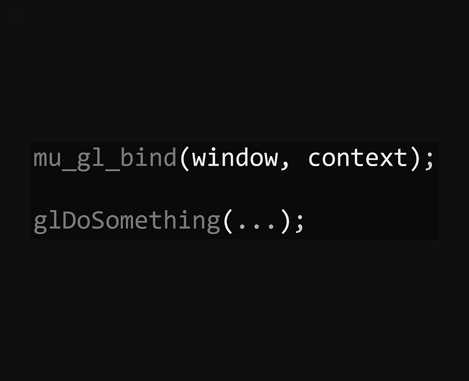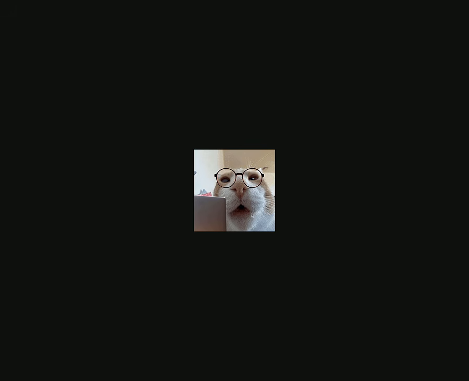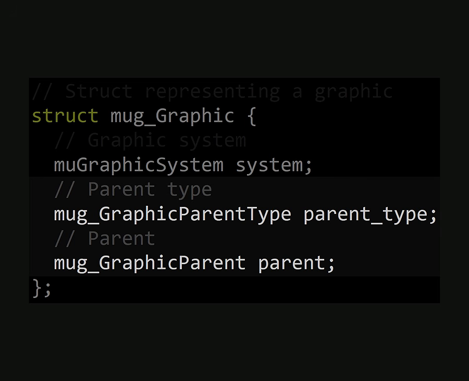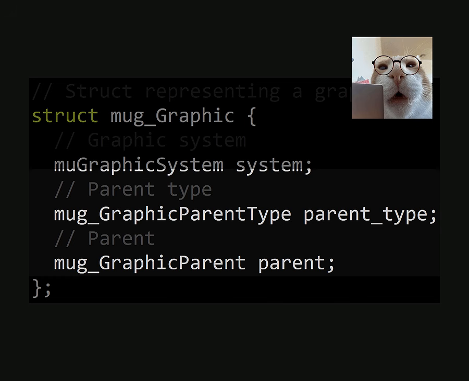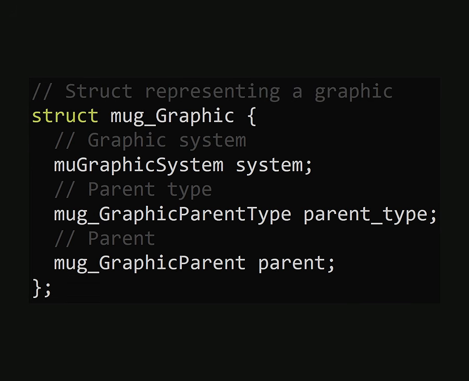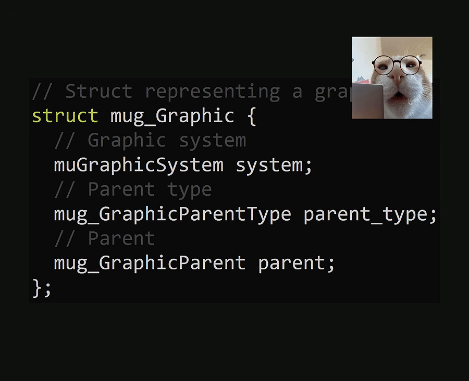In fact, once an OpenGL context is bound, virtually all OpenGL functions work pretty much exactly the same regardless of whatever it's running on. All I ended up having to do internally was create a struct which holds some handle to whatever was used to create the graphic, as well as a value that indicates what that handle points to. In this struct, I also store a value that indicates what graphics API the graphic is using, because I'm probably going to support other graphics APIs in the future. The struct that holds all of this, which I creatively named muGraphic, is then internally used to refer to a graphic and interact with it.